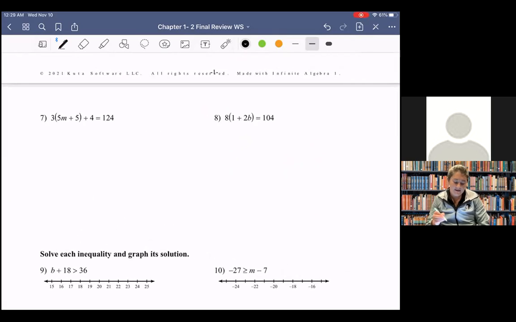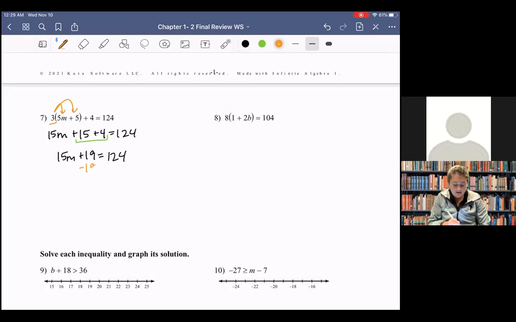All right, let's look at numbers 7 and 8. They're very similar. I'm going to take my 3 and multiply it in. So I will have 15m plus 15. And then there's that plus 4 equals 124. We'll add the 15 and the 4 together as like terms. They're already on the same side, so we don't need to subtract them or anything. We just get to combine them. So 15 plus 4 is plus 19 equals 124.